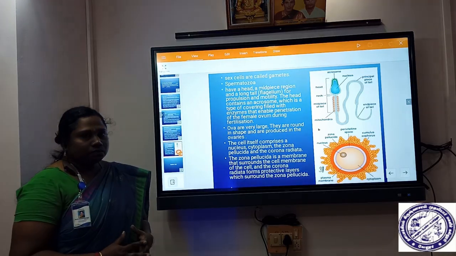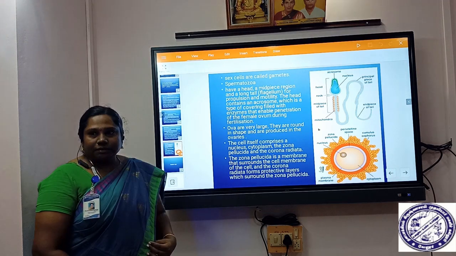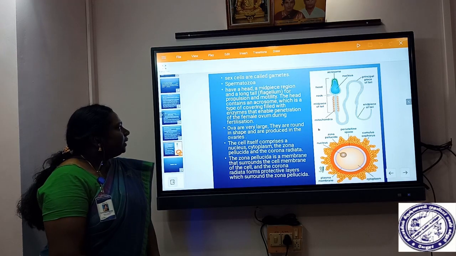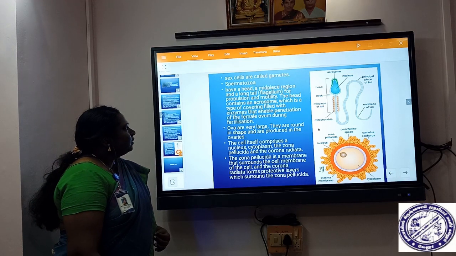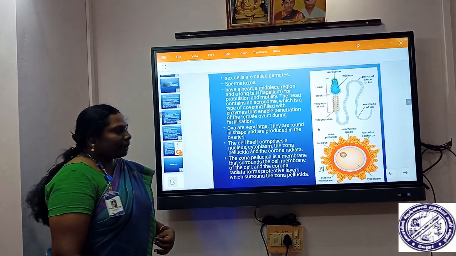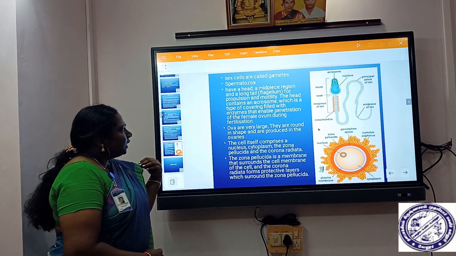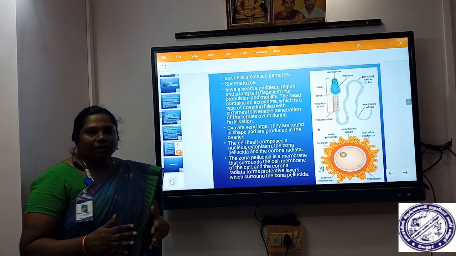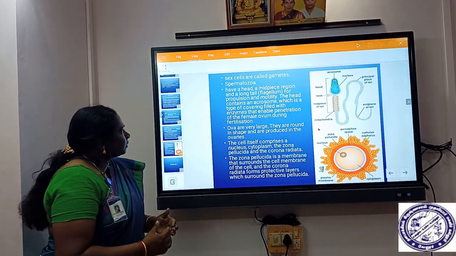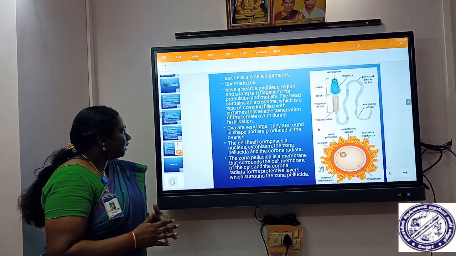Then coming to sex cells, they are otherwise called gametes. The male sex cell is called the spermatozoa. It has a head, a mid-piece region and a long tail which is used for motility. The head has the acrosome, which is a type of covering filled with enzymes. These acrosomes help in penetrating the ova, the female gamete. And mitochondria are present in the mid-piece of the tail.